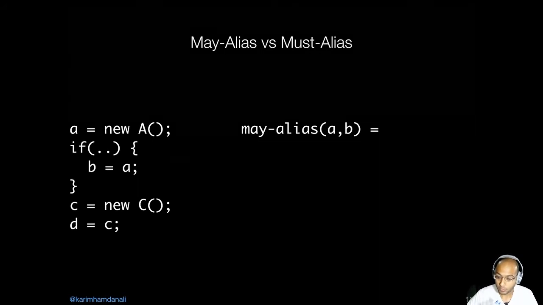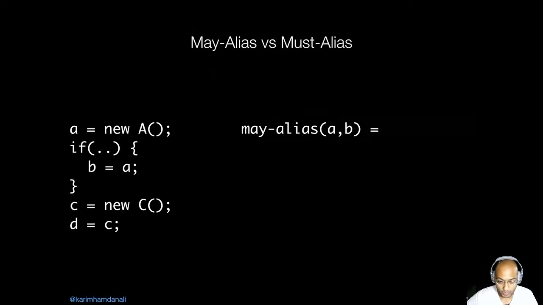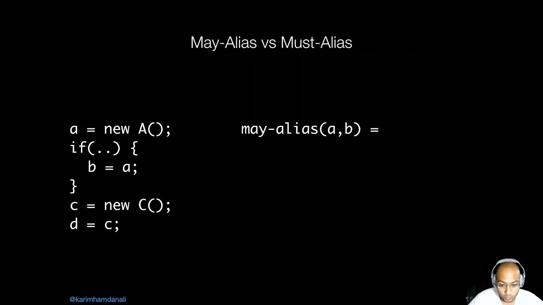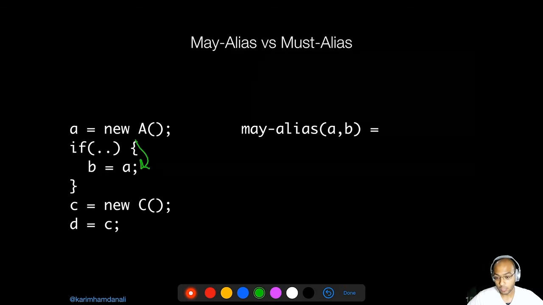I'll give you a minute to think about that. Oh, we have a few trues there. True. Why is that the case? Why is it true? Yes, because there exists, right? We only need to show one path in the program where this holds. So there exists a path in the program, meaning if we take that if path, where A and B may point to the same allocation site. So in that case, may alias A and B is true.